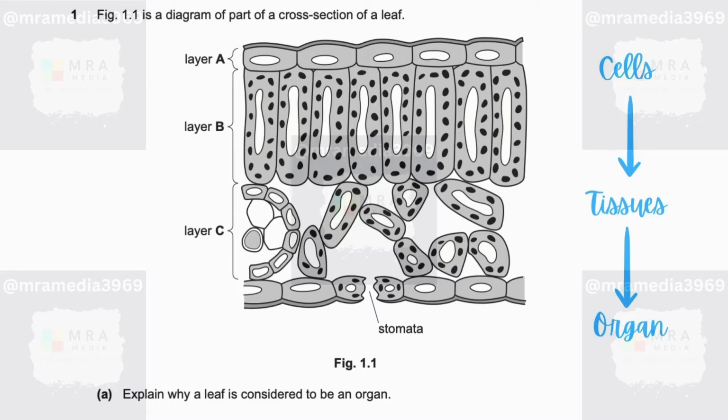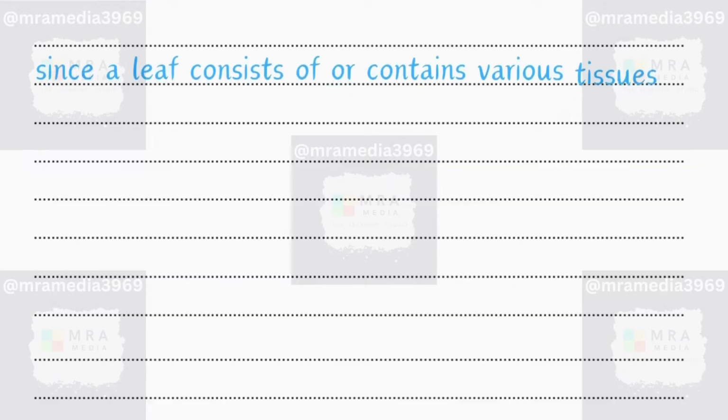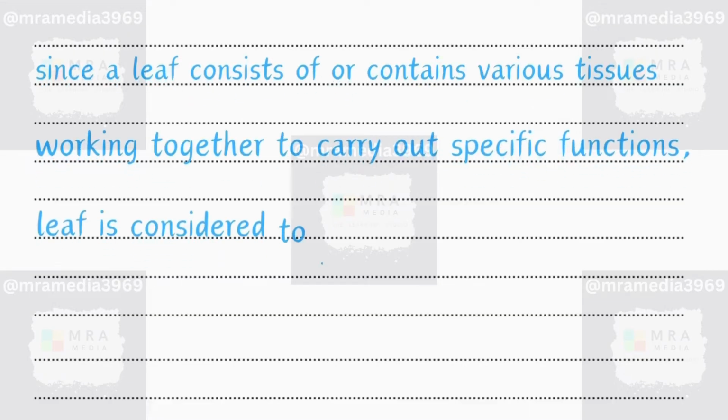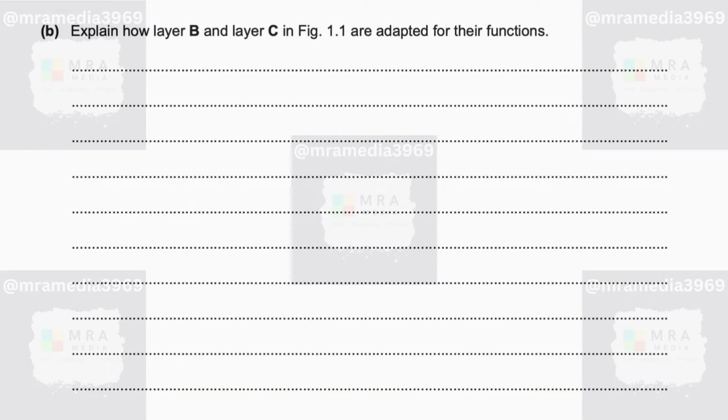organism. A leaf consists of various tissues including palisade tissue and mesophyll as well as the epidermis, all working together to carry out specific functions. Therefore, in conclusion, since a leaf contains various tissues working together to carry out specific functions, a leaf is considered to be an organ. Now moving on to part B.